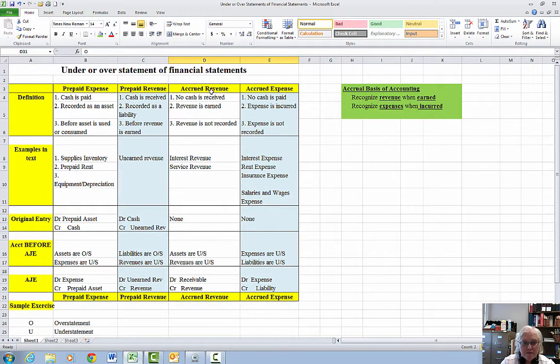Okay, let's go to the next one. Accrued revenue. Again, we want to recognize our revenue in the period that we earn it. So the definition for accrued revenue, we have not received any cash. The revenue has already been earned, but it's not recorded. So we have no original entry at all. So what we have to do then is record our revenue and increase an asset for accounts receivable because we haven't received our revenue yet.